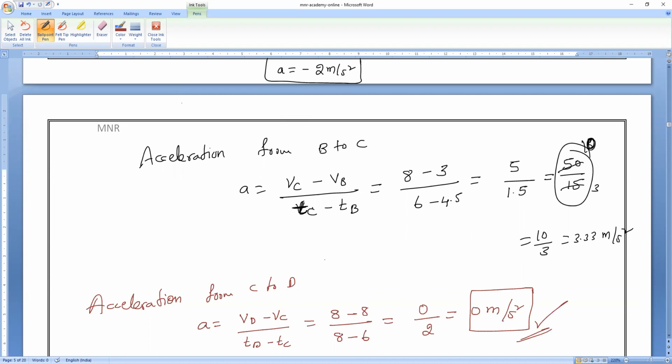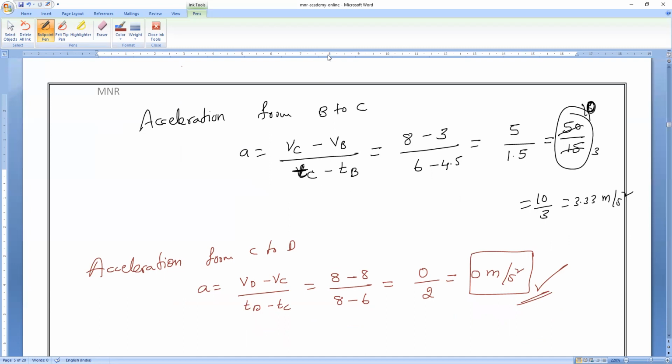Darshan, do you understand? Any doubt? Anybody can ask. Clear? Understood or not? Next. Sanjay, completed? Please respond. Acceleration from B to C and acceleration from C to D. Completed.